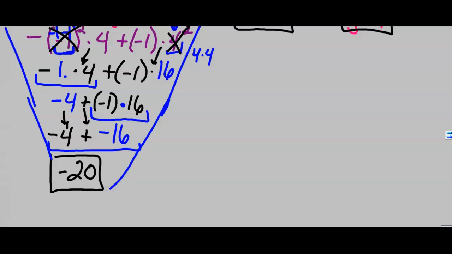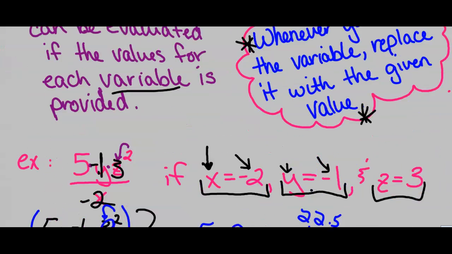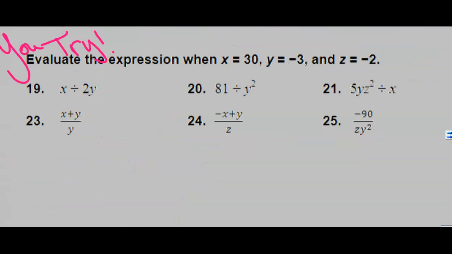All right. Now that we've talked about exponents, we've talked about using order of operations, we've talked about substitution, we're going to throw it all together and let you give it a shot. So go ahead and pause the video and give these problems a try. You're evaluating each expression when x is 30, y is -3, and z is -2. Try them, pause it, I'll be back with the answers.